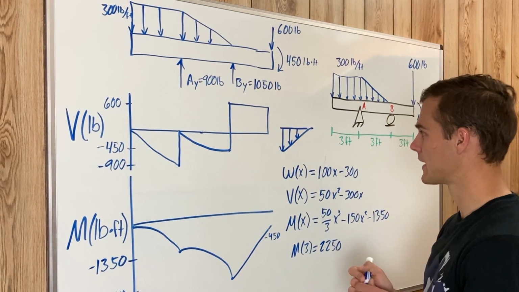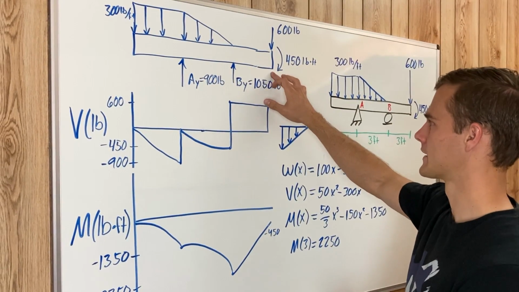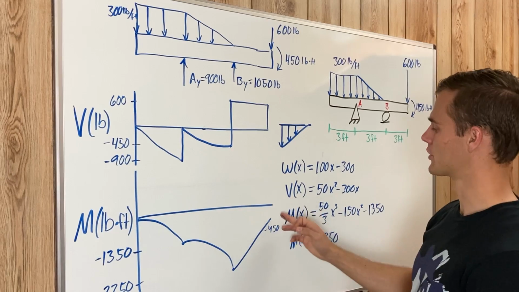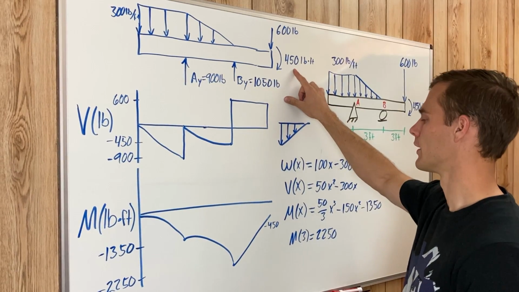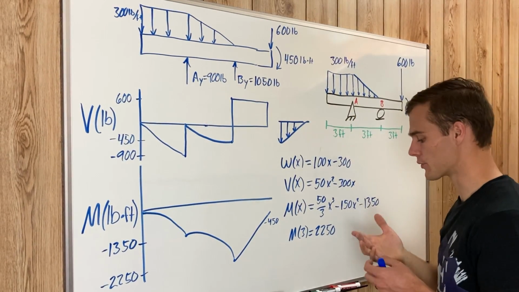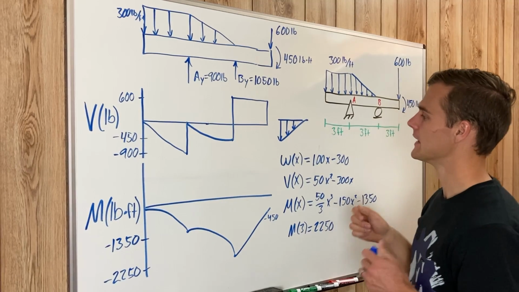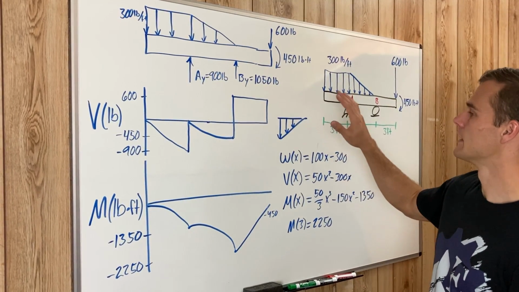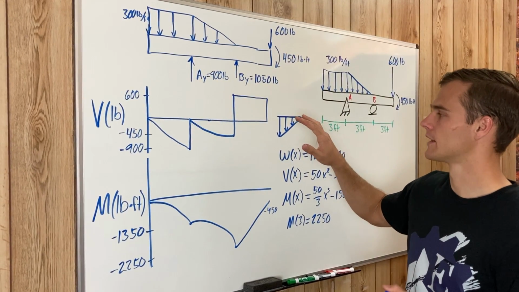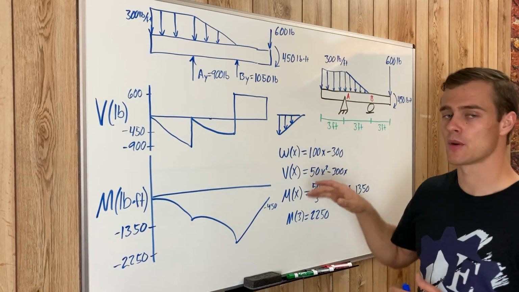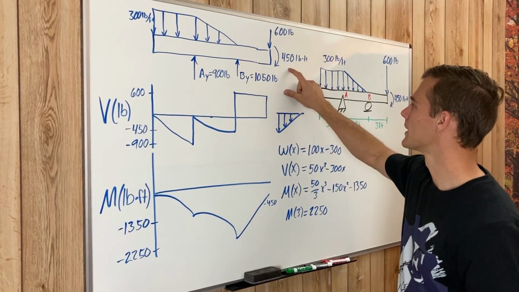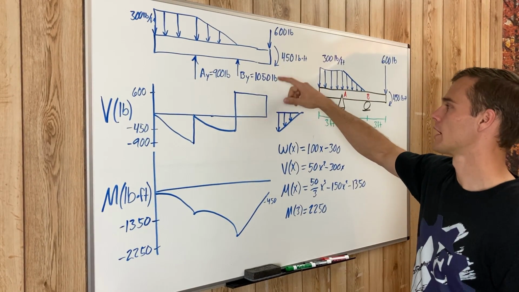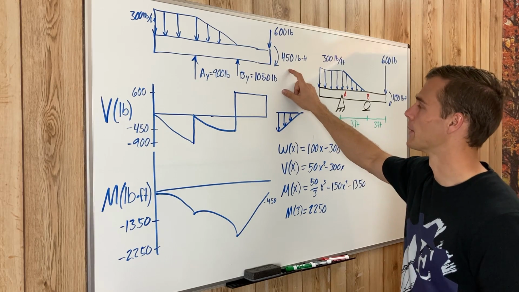And you can probably guess by now, because we already said that the ends can't support moments, it is going to jump up because of this 450 point moment. But the reason why it jumps up is because in the beginning we said that a positive moment was counterclockwise. Well, this moment is going clockwise, so we'll say that this is a negative moment.